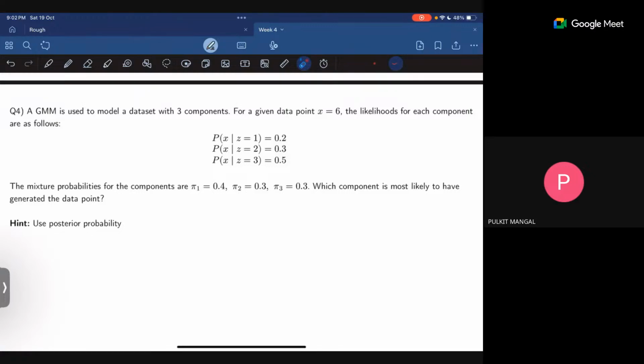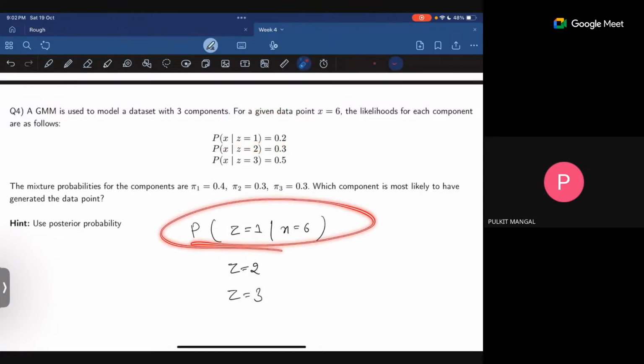Now we are asked which component is more likely to have generated this data point. That is, given the data point x equal to 6, what is the probability that it belongs to component 1, or component 2, or component 3? I hope it is visible how these two are different probabilities. One is x given z, in which first you choose the component and then sample from that component. Here you have seen your data point and now you are trying to estimate which component it must have come from. Yes, Ravi.